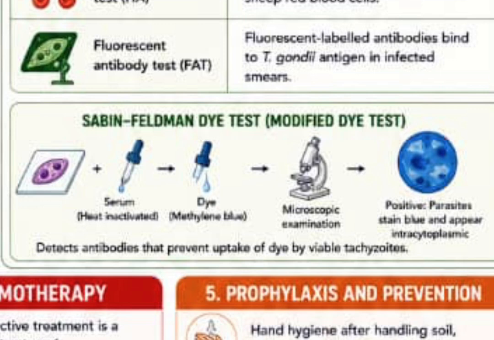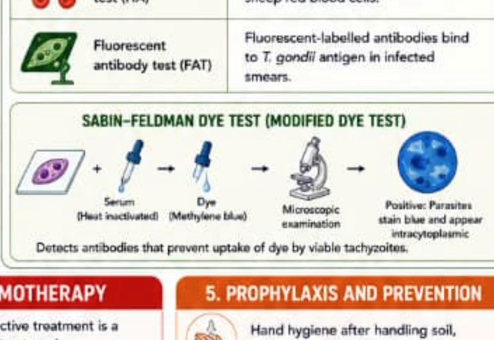You now put it inside the microscope. What do you see? The parasite will be stained with blue and appear to be intracytoplasmic. You get it now? So this Sabin-Feldman test is very, very important, because it detects the antibody that prevents uptake of the dye. Are you getting it now? By a viable tachyzoite. You get it now? So very, very important.